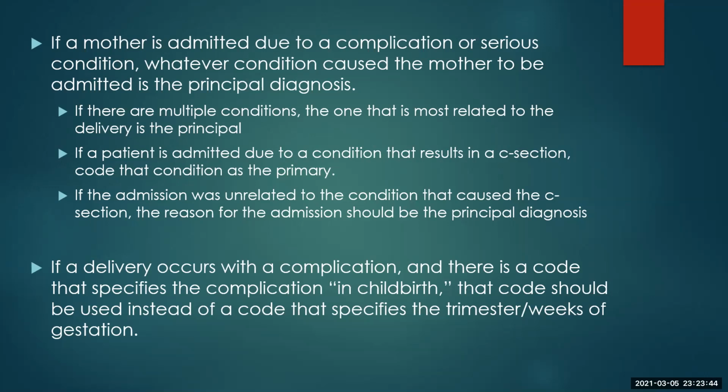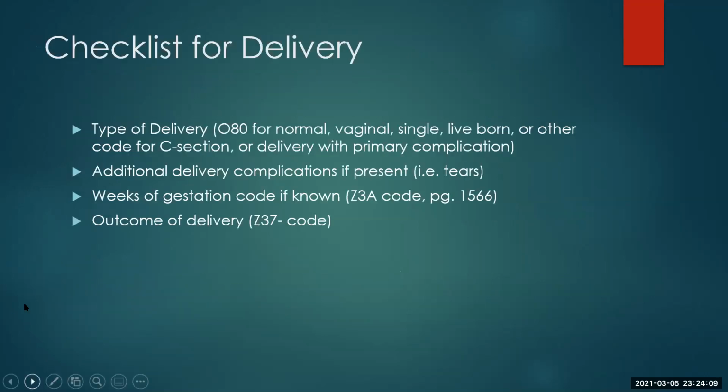Just another little guideline they have: if there's a complication and delivery occurs and there's a code that says the complication in childbirth, rather than just a regular O code or trimester code, then you should use that in childbirth. So that makes it even more specific, because we always want to use the more specific code if we can.